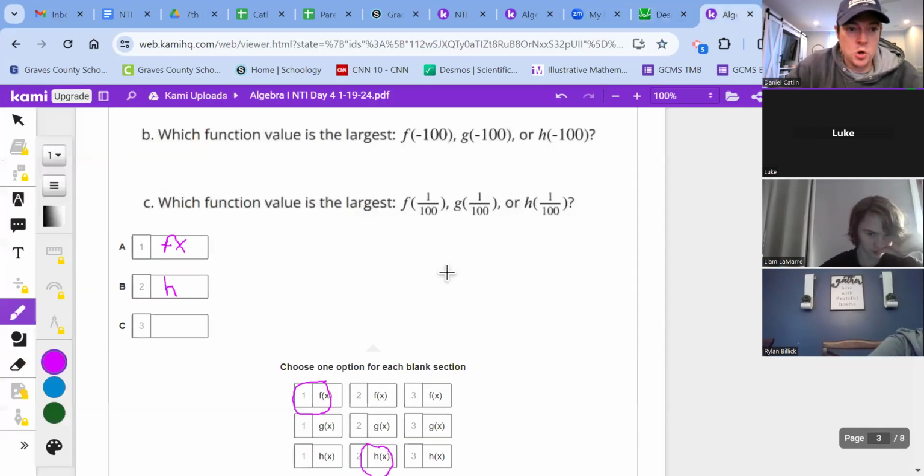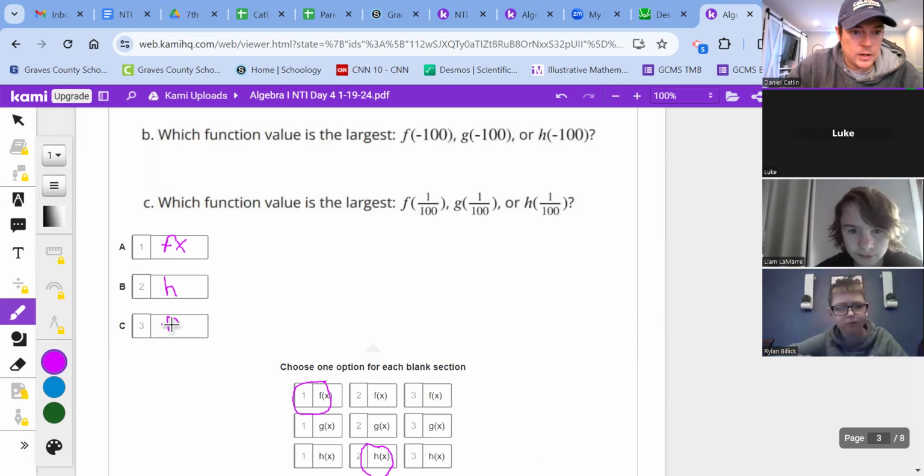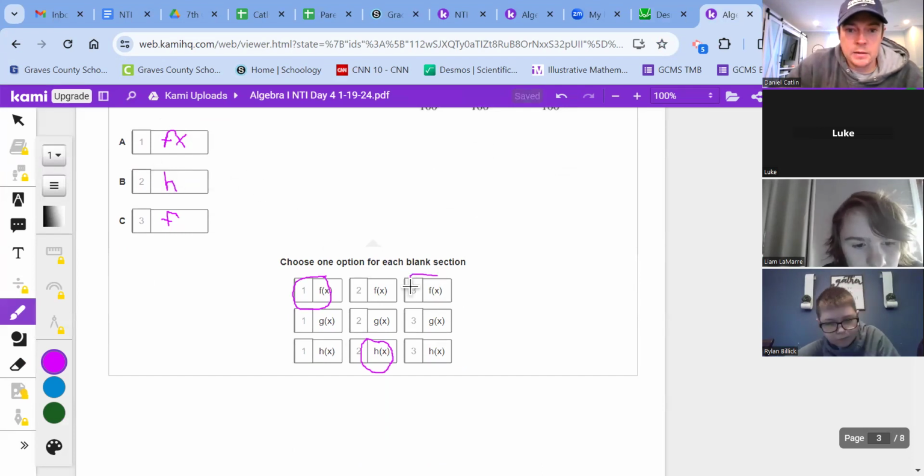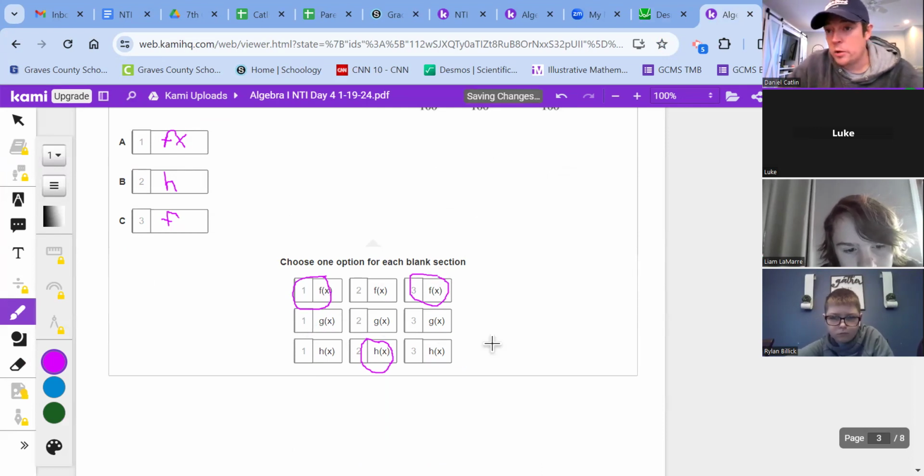Now, so another f for the last one. So let's recap. For that problem, you should have f of x for the first one. When you plugged in 100, it was bigger than all the others. H for the second, and then the last one, we're back to f of x. Poor g of x never got chosen. It was always smaller in the middle. I don't feel too bad for it, though. It's a function. It doesn't have feelings.